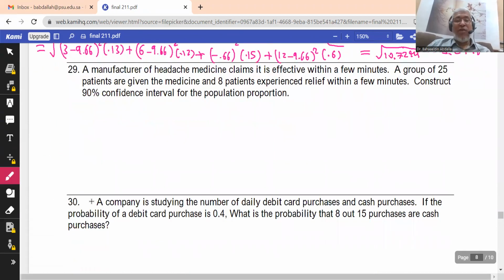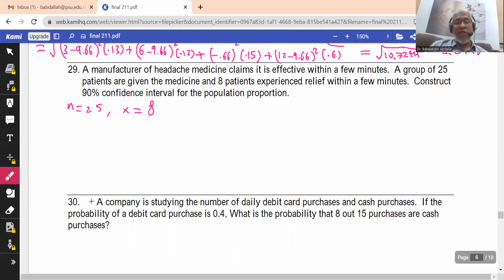A manufacturer of headache medicine claims it's effective within a few minutes. A group of 25 patients are given the medicine, and 8 patients experienced relief within a few minutes. So group of 25, this is N, and X, the number of people under consideration or success, is 8, within a few minutes. Construct a 90% confidence interval for the population proportion.